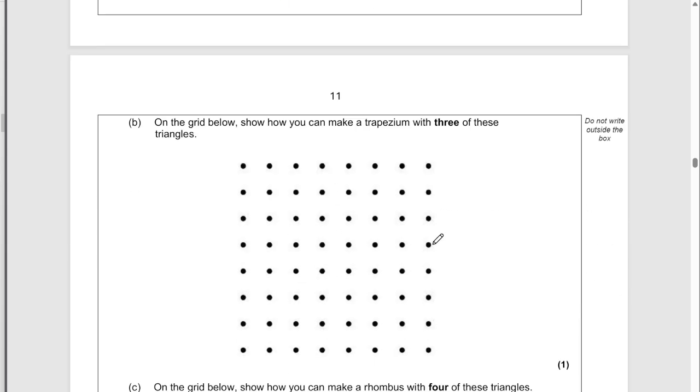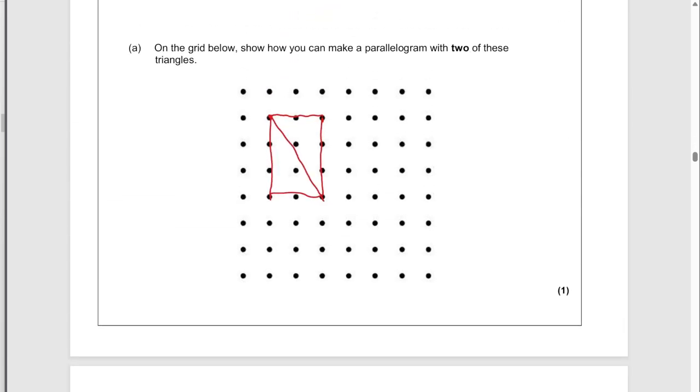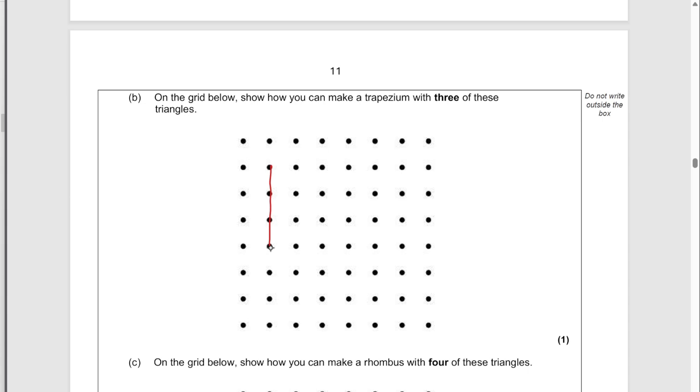For part B, on the grid, show that you can make a trapezium. So trapezium, three of these to make a trapezium. I thought the easiest one is, in effect, you can add a triangle onto any one of those shapes. So I'm going to do it like this. Again, not the only option, but probably the most straightforward one.